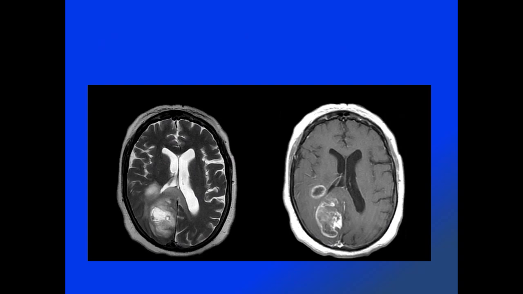T2 axial images demonstrate a heterogeneous signal intensity mass involving the right occipital lobe with extension into the right parietal periventricular deep white matter and involving the splenium of the corpus callosum, with a very heterogeneous enhancement pattern on post-contrast T1 weighted images.